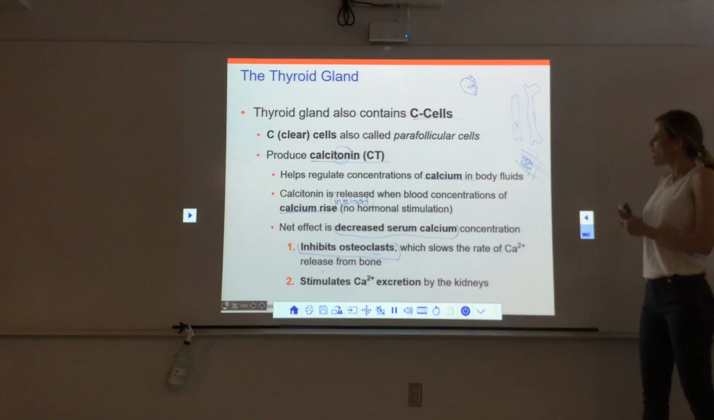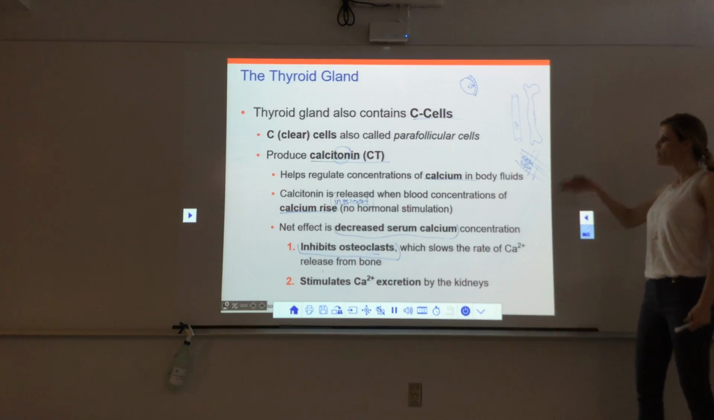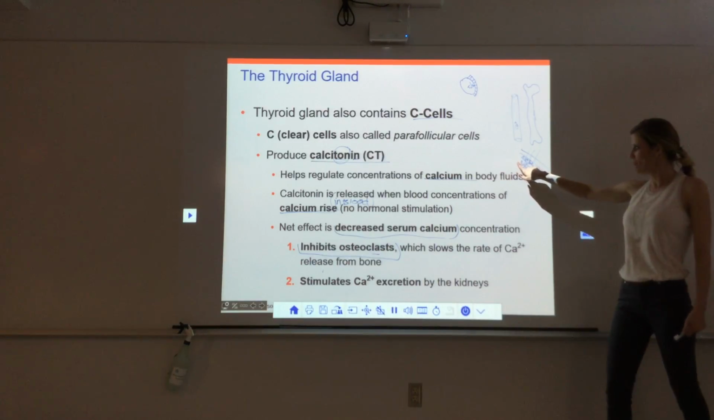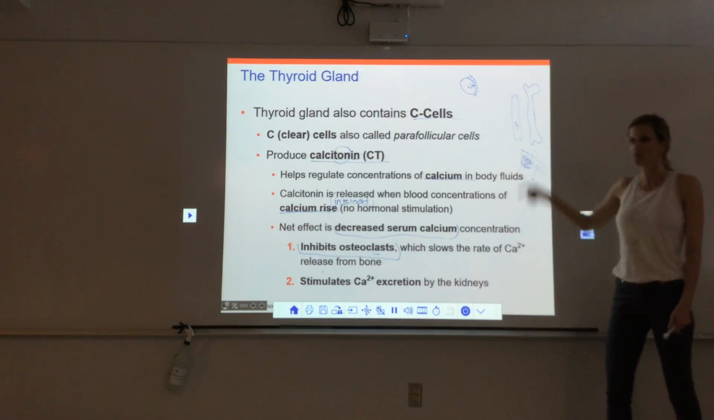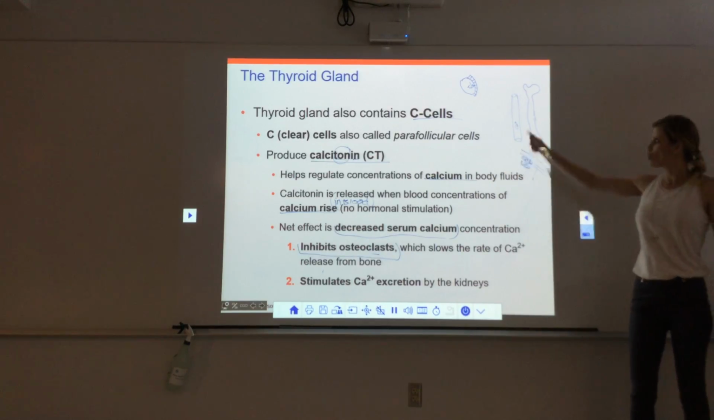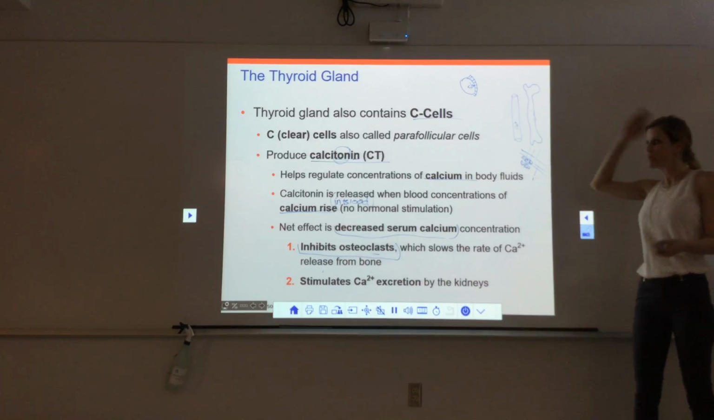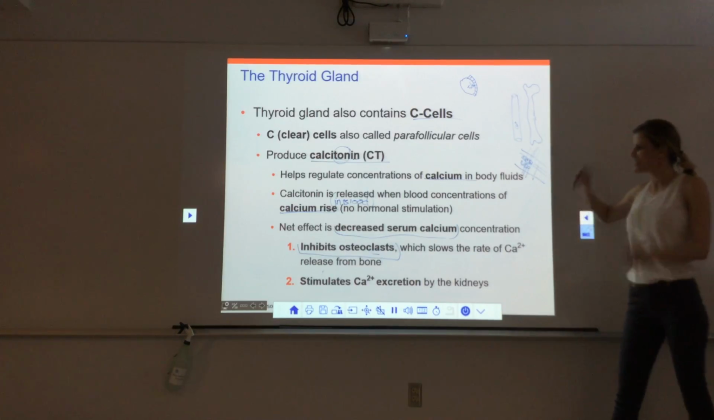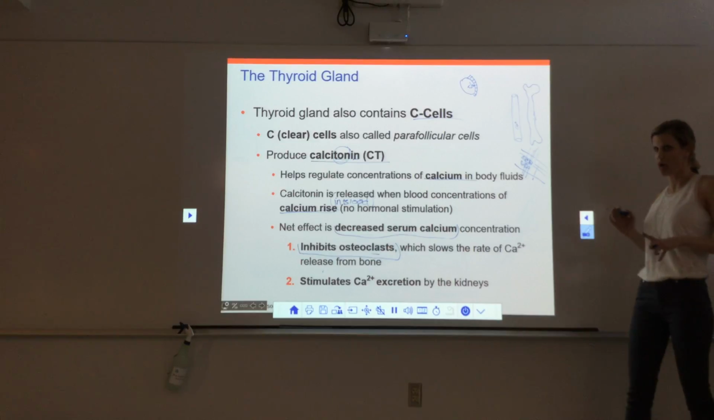Now, osteoclasts, we said, chew up bone. Osteoblasts build bone. So the osteoclasts would normally come in here and take away all of this substructure so that the calcium gets released into the blood. But we have too much calcium. We do not want any more. So we inhibit those osteoclasts. We turn them off so that they stop releasing calcium from the bone. They stop dissolving and chewing up the bone.